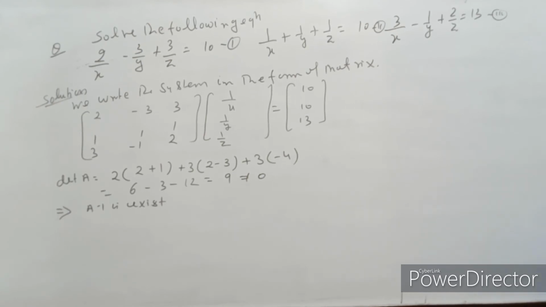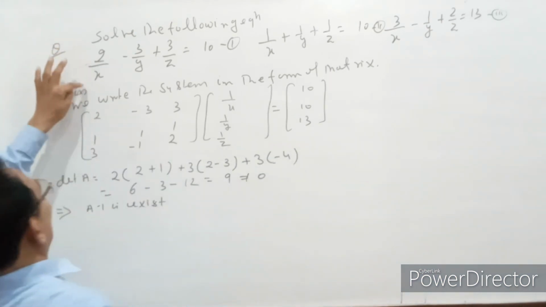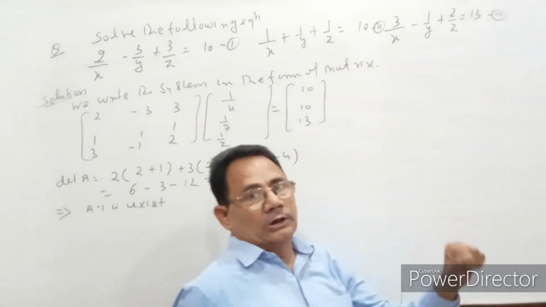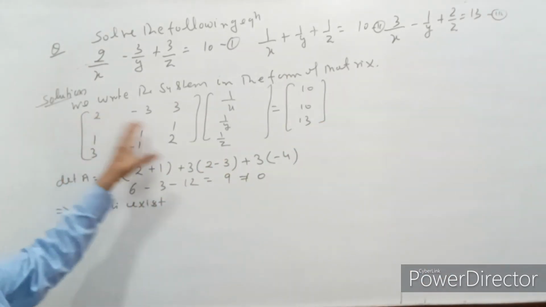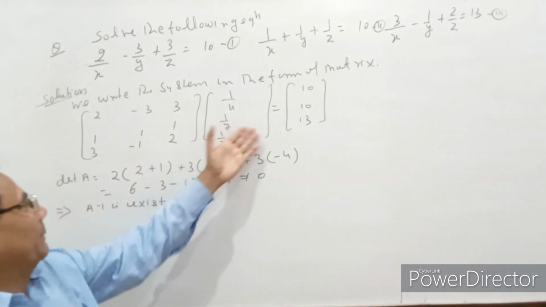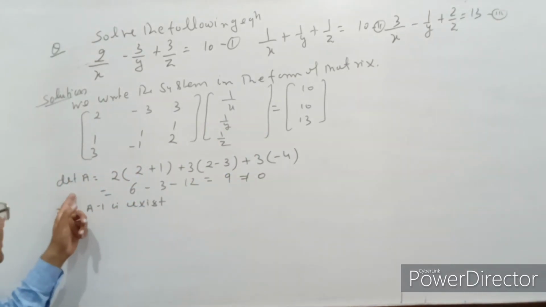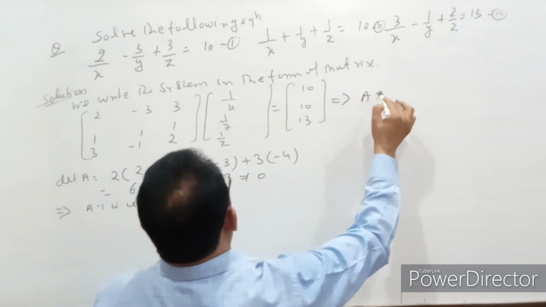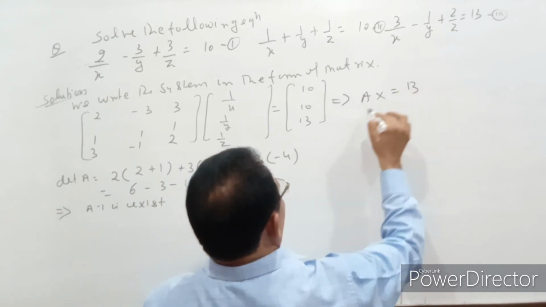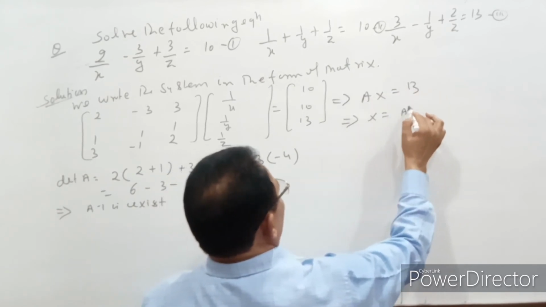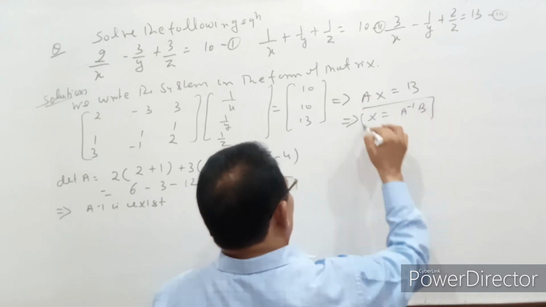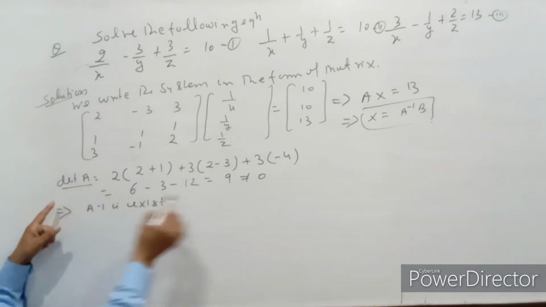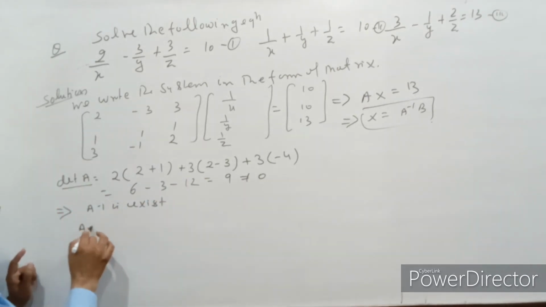Yes, solve the following equation: 2/x - 3/y. आप लोग यहाँ देख रहे हैं कि जो वेरिएबल है वो हमारा डिनोमिनेटर्स में आ गया. अगेन वी राइट द सिस्टम in the matrix multiplication. So then we get this implies that AX is equal to B, or this implies that X is equal to A inverse B. So we find the value of A inverse because the determinant of A is equal to 9, so A inverse exists.